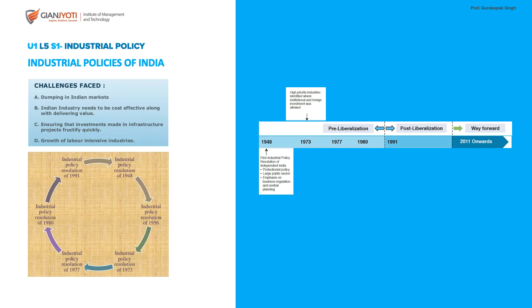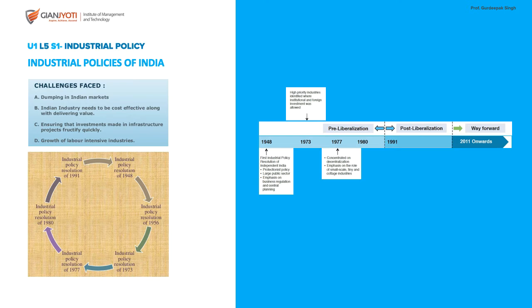Then in 1973, since we thought that infrastructure building is very important, we wanted to continue in that direction. So we prioritized some sectors which we call the priority industries. We identified them, and then we also allowed foreign investment in these priority areas.